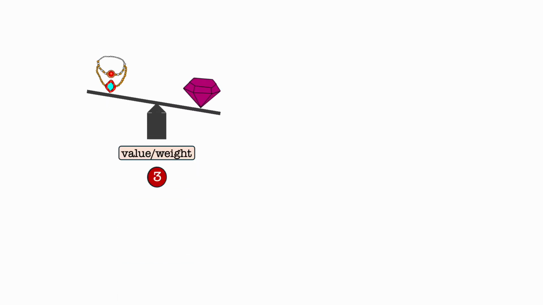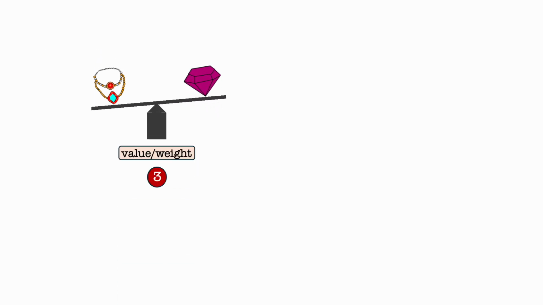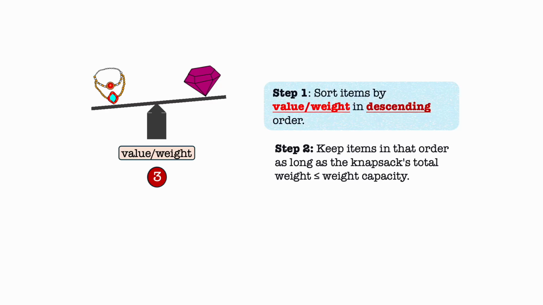Let's design the third greedy approach considering the ratio of value and weight. There are two steps in this approach. In the first step, we sort items by the value of the ratio in descending order. We give the highest preference to the item with the highest value per unit of weight. In the second step, we keep items in the order obtained from the first step until the sum of the weights of the kept items in the knapsack is less than the weight capacity of the knapsack.